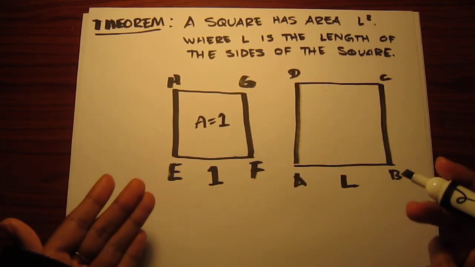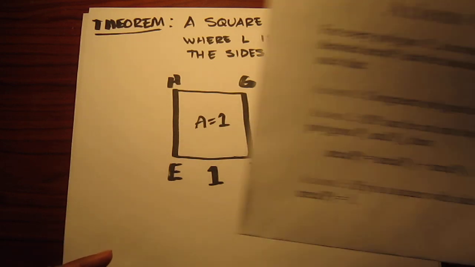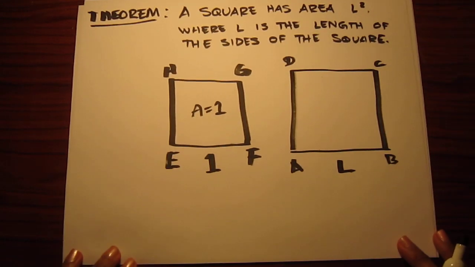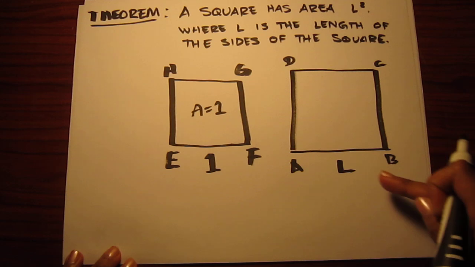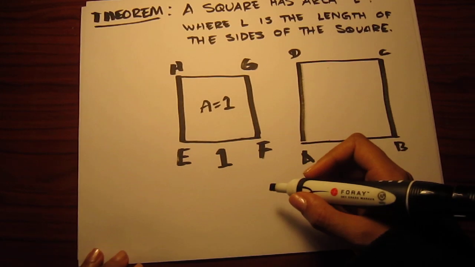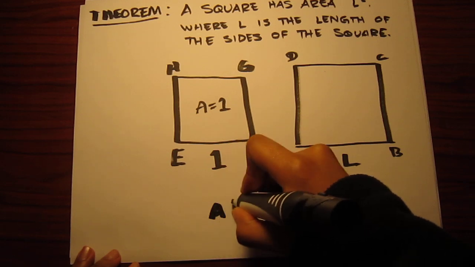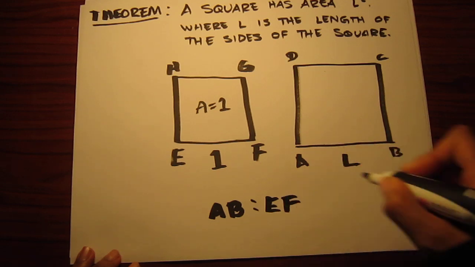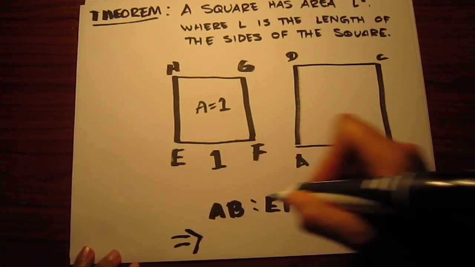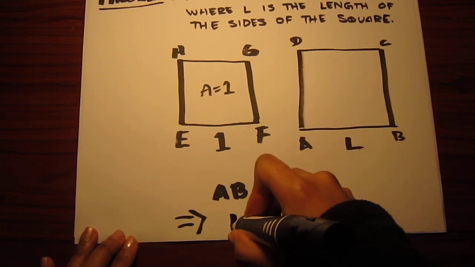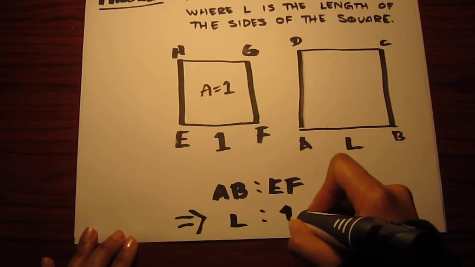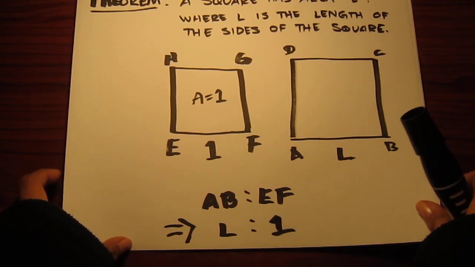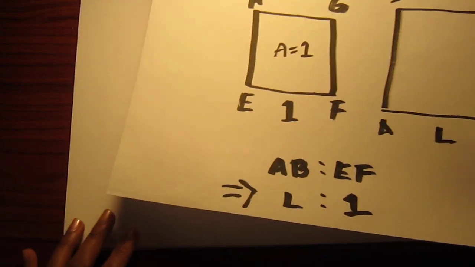Now we can compare these two congruent squares by axiom 1, stating congruent polygons have equal areas. To do this, I am going to compare the side AB to EF. From here, we can say that AB has a ratio to EF, and this is equivalent to saying that L has a ratio to 1. Now, before we can say anything about the ratios of these two squares, we have to know the definition of a ratio.